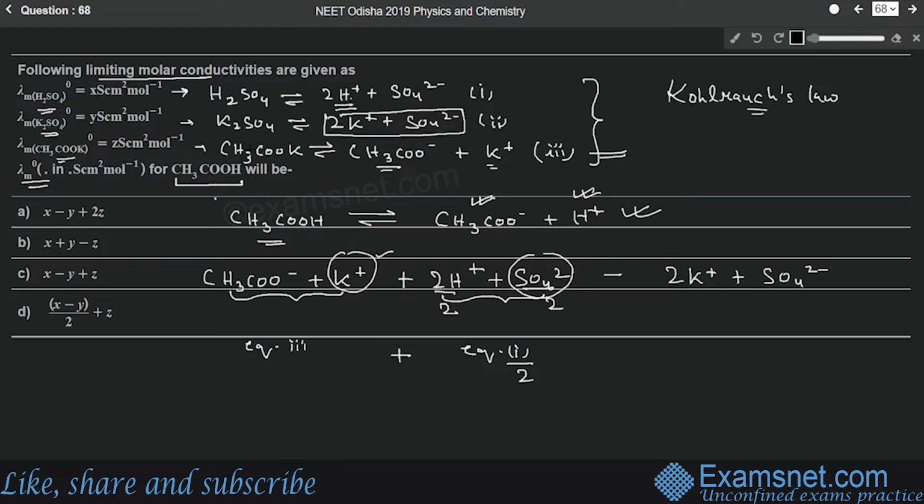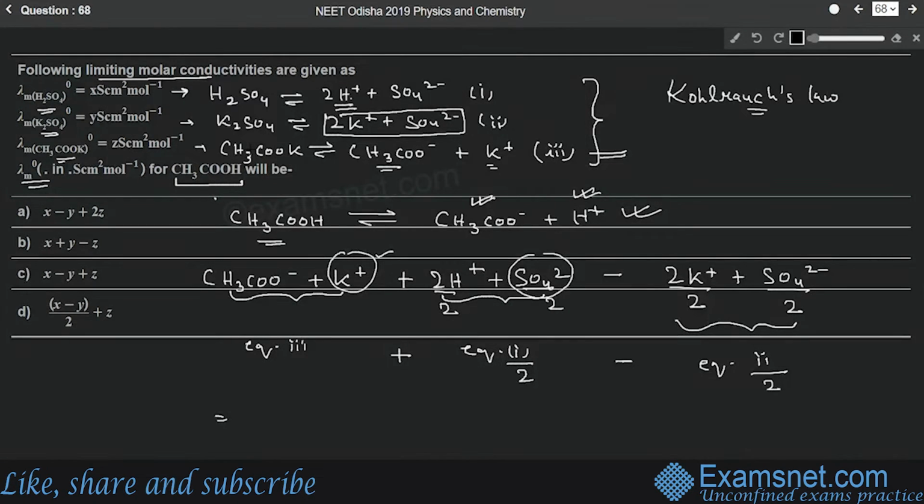Again, we don't have to subtract 2K plus. We have to subtract only 1K plus. So we can do this by dividing it by 2. So sulfate will also be divided by 2. Now, this is equation number 2. So minus equation 2 divided by 2. Got it? Now, let's put the values.